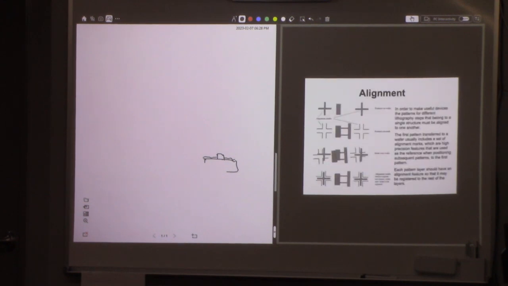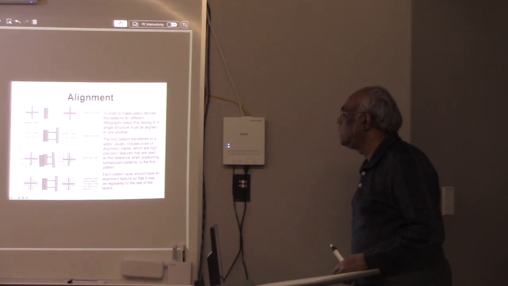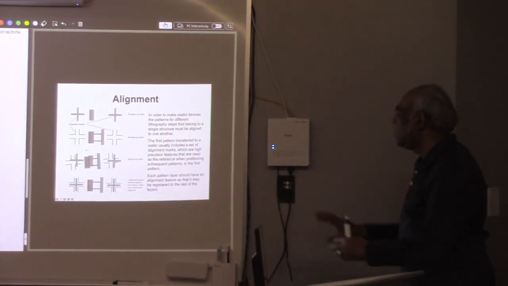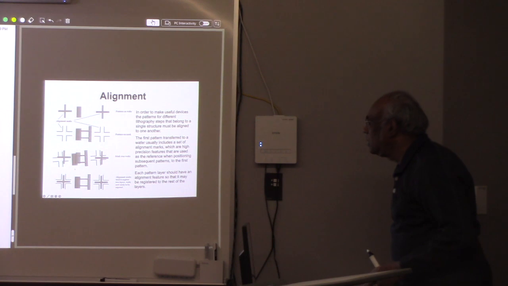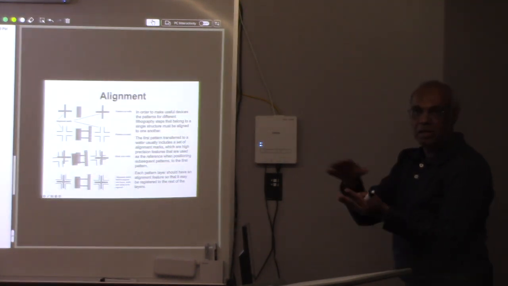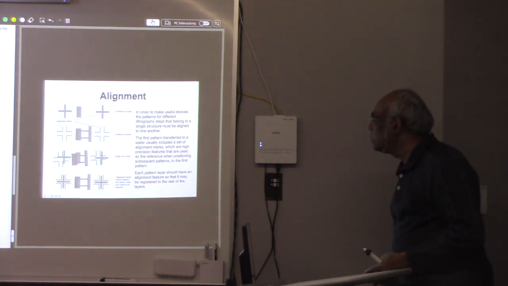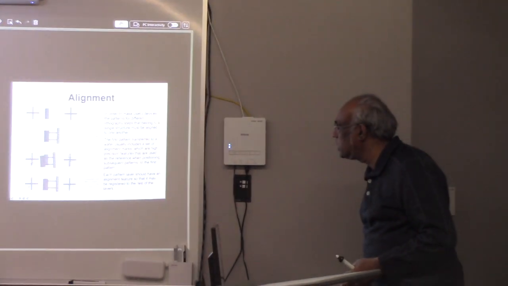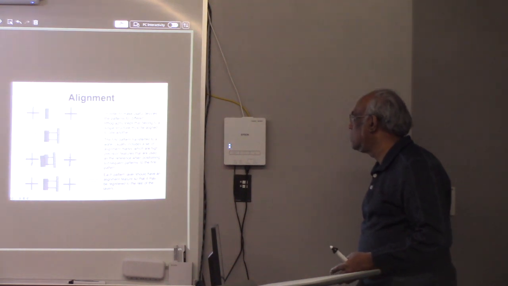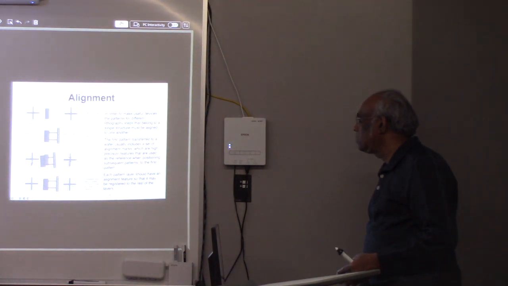Now this is what I was talking about, the alignment. See, first you need to have these nice fiducial marks here. So when you put the wafer here, you can see you have to turn it around until they overlap like this. If it is like this, it's not going to work, right? You can make the first one, but the second time when you try to do that one, it is no longer aligned. So that's why you have to align with this fiducial mark just like this one. So each layer should have an alignment feature so that it registers to the rest of the layers.